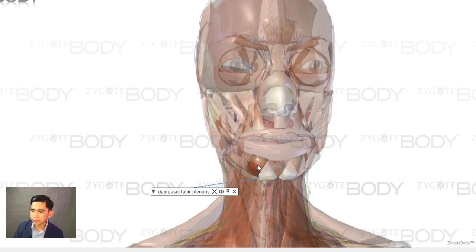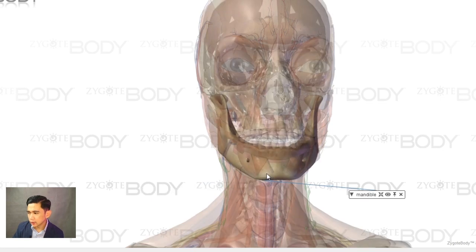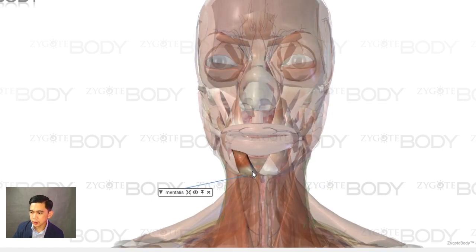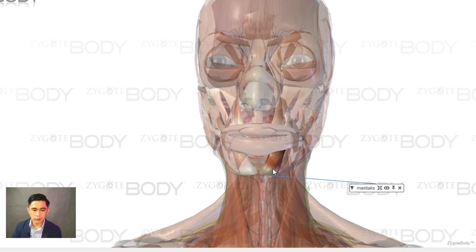Now let's go a little bit more forward. We have the DLI or the depressor labii inferioris. It depresses the lips. We don't inject in this one. We inject on the DAO or the depressor anguli oris. Now we have the mentalis muscle. We have one here and one over here. This produces the cobblestone chin.